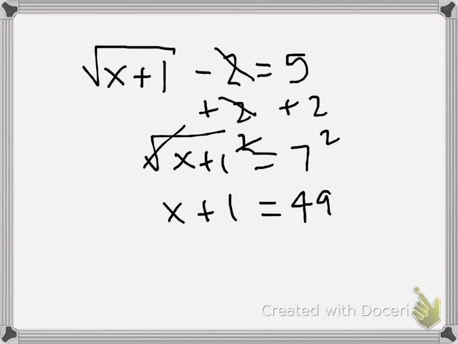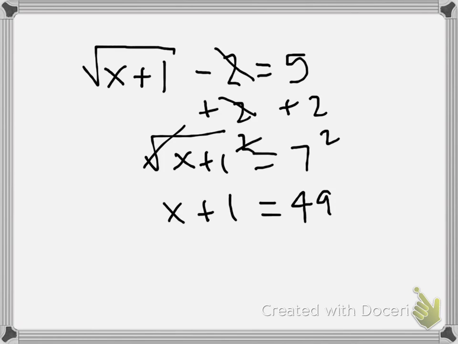Now the downside to this is as soon as you square both sides of an equation, checking is no longer optional. You have to check your answer at the end to make sure that it works, because squaring both sides can mess up the signs. You can get an answer that looks right, you do all the math right, and it still doesn't work. Not the case here though.